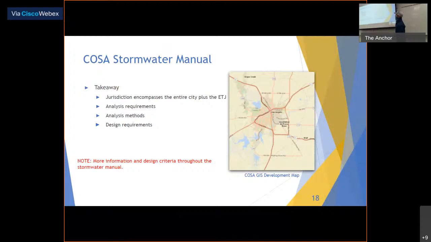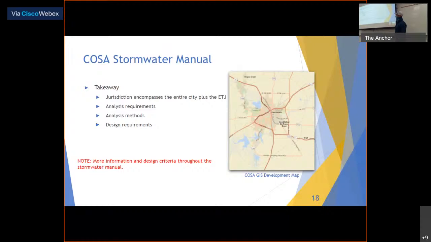Before we start analyzing, we need to take a step back and look into the City of San Angelo Stormwater Manual. The city has jurisdiction within the entire city limits of San Angelo, plus a 3.5 mile ETJ, which is seen by the dotted line on the outside there. The Stormwater Manual outlines analysis requirements, the major one being that you analyze the 100-year, 24-hour storm event.